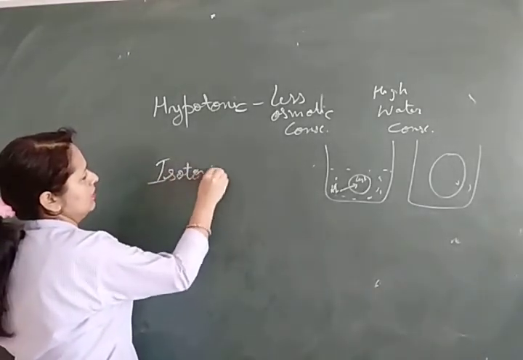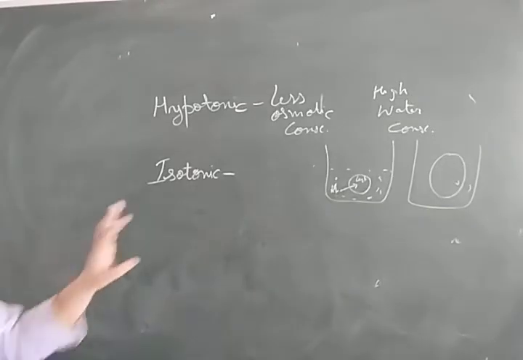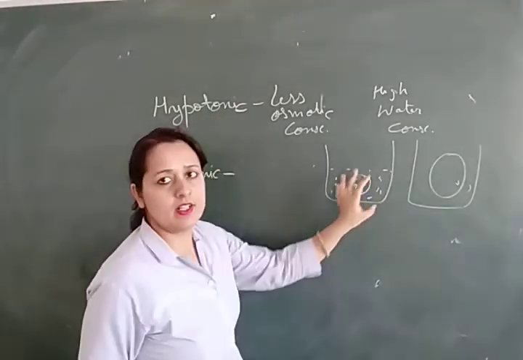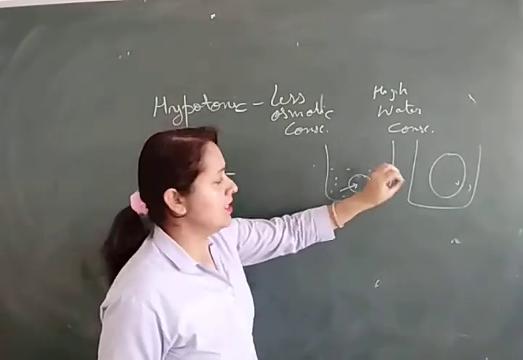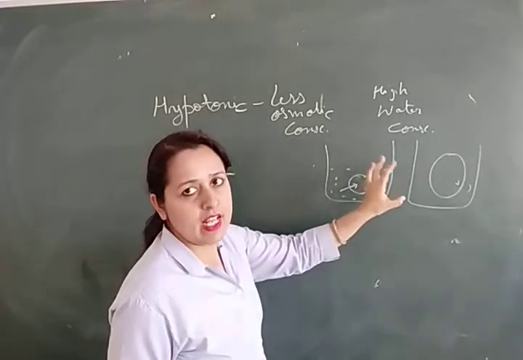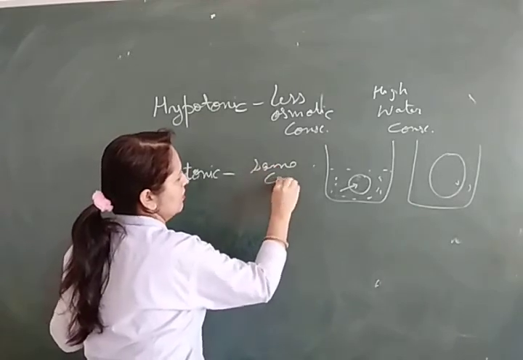Another situation we have is the isotonic solution, which has the same concentration as the other solution. If we place a cell in the same concentration, there is no difference in the concentration gradient, so there is no movement of water. So the size of the cell remains the same, because the isotonic solution has the same concentration.